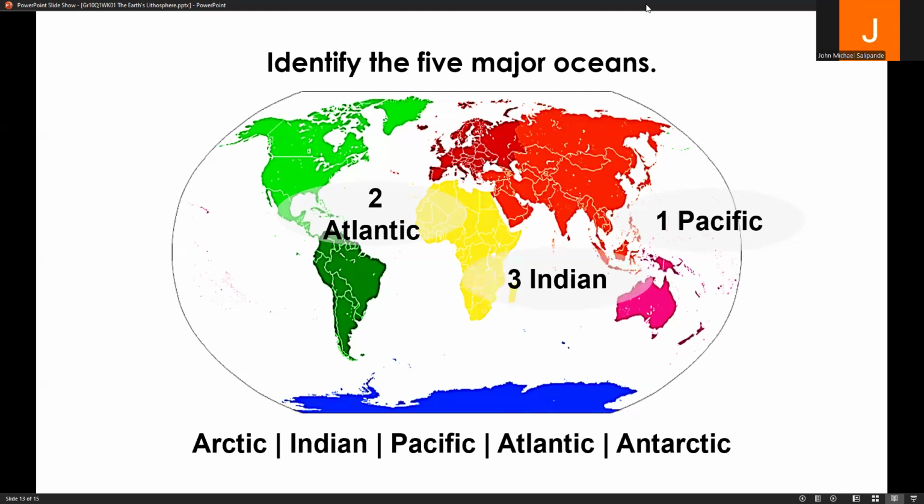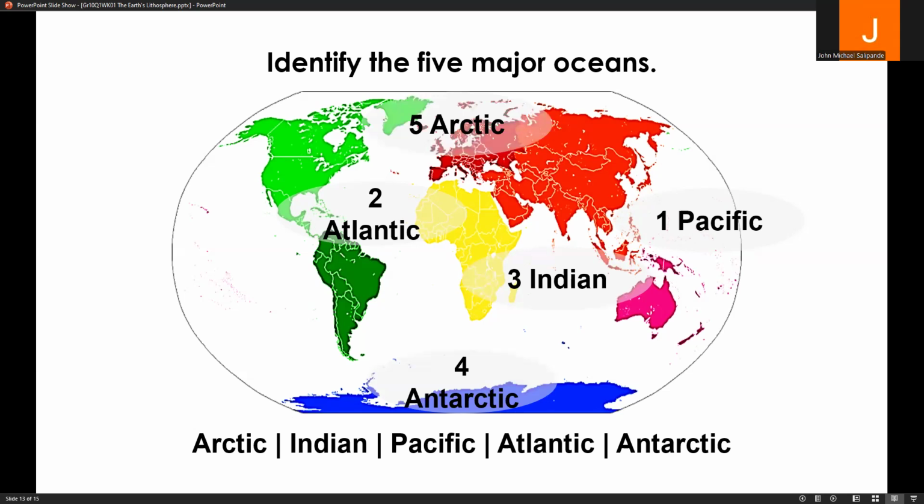Now, for the fourth and fifth, which are Antarctic and Arctic, one of them is found at the South Pole, one of them is found at the North Pole. So Antarctic Ocean is found near the South Pole, and the smallest ocean, Arctic, is found at the North Pole.